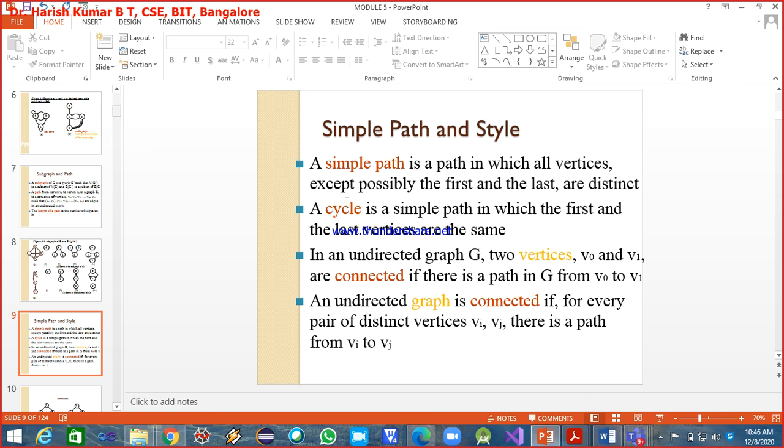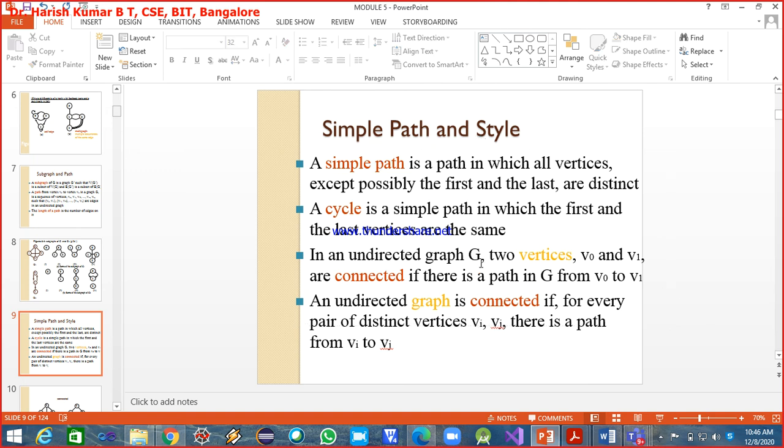So only the first and the last vertices are the same, and all the other vertices in between are distinct. Why do they have to be distinct? Because we are saying it is a simple path. A cycle is a simple path in which the first and the last vertices are the same, and in a simple path, all the vertices except possibly the first and the last are distinct. Okay, next.